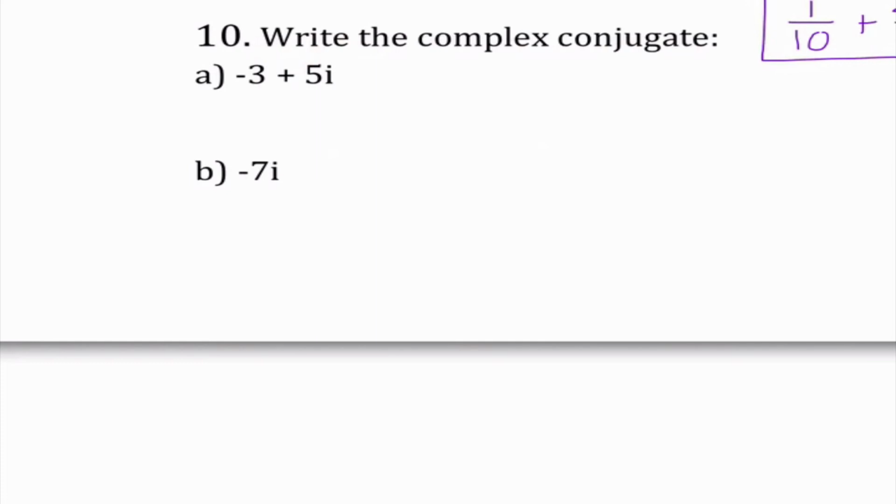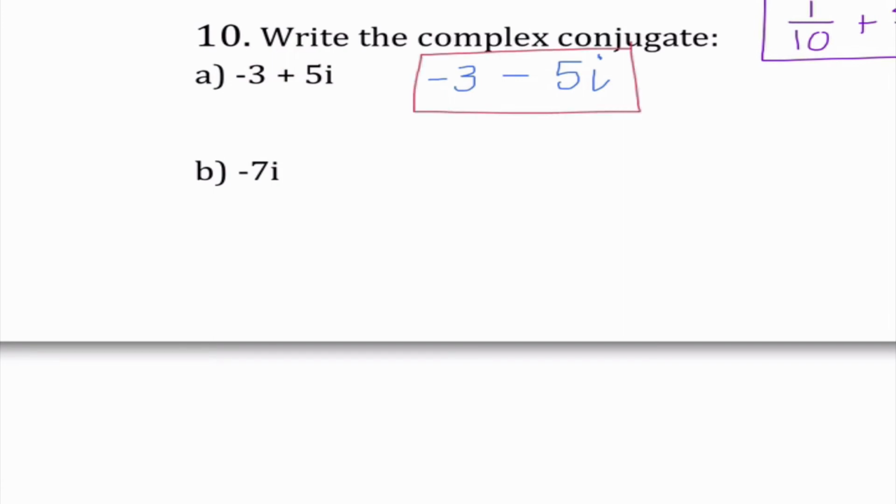So for A, we have negative 3 plus 5i. So I know that I have a negative 3 and a 5i. I just need to change the sign in between. So I would have negative 3 minus 5i. Okay, so even though we had a negative out in front, I kept that negative. All I'm doing in the middle is changing that sign in between. So my answer here, negative 3 minus 5i.